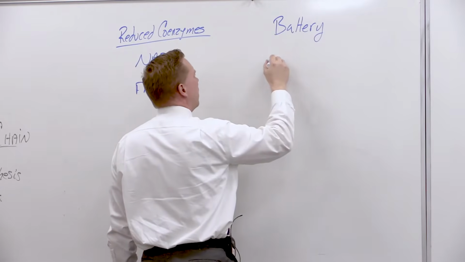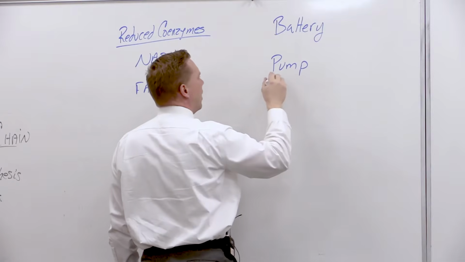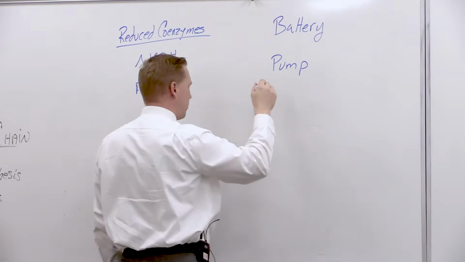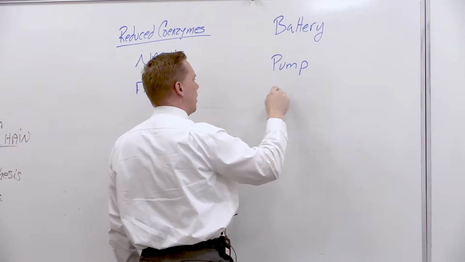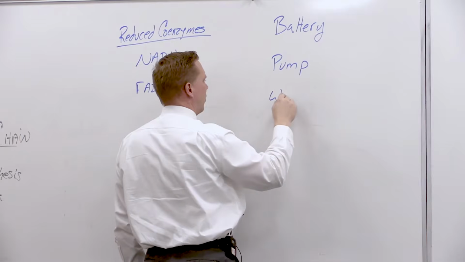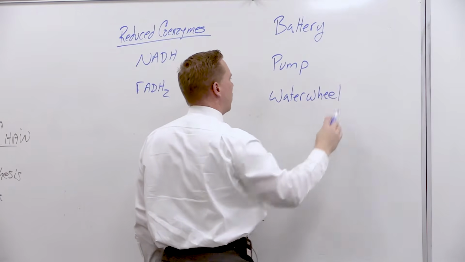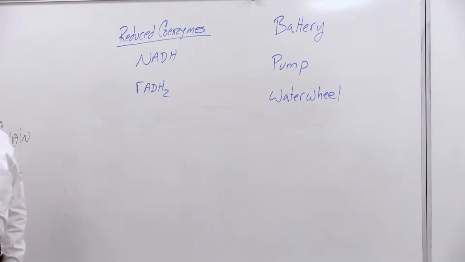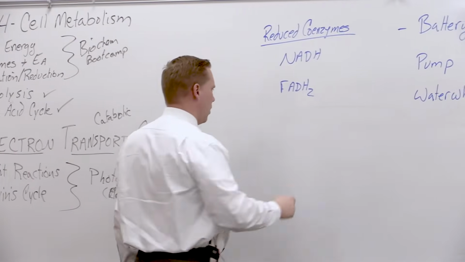And we'll have a battery, and that battery is going to be used to power a pump, and then we're going to get energy out of it using sort of like a water wheel approach. And so these are the analogies that we're going to be using as we look at the electron transport chain. So first, let's attack this idea of a battery.